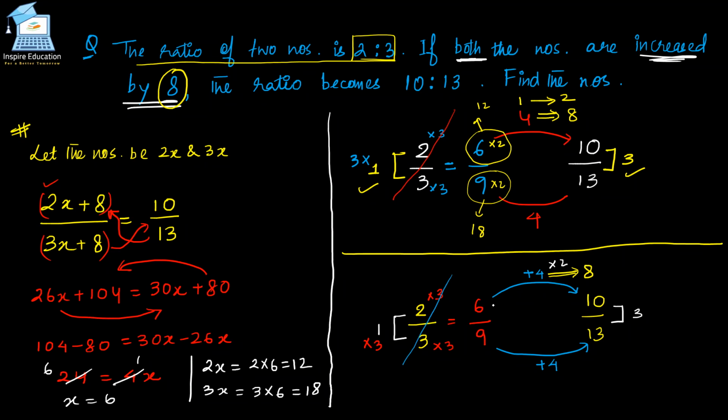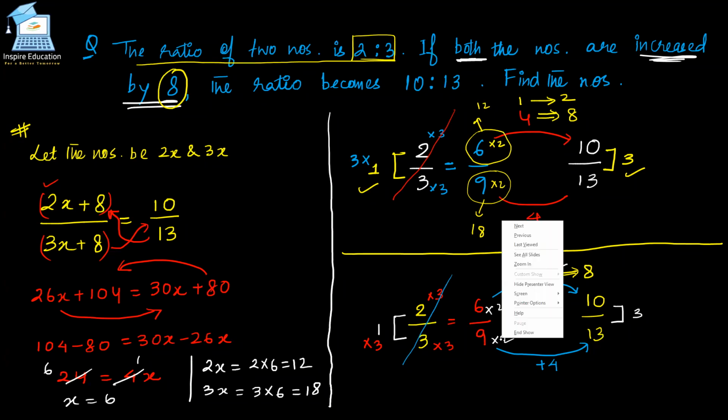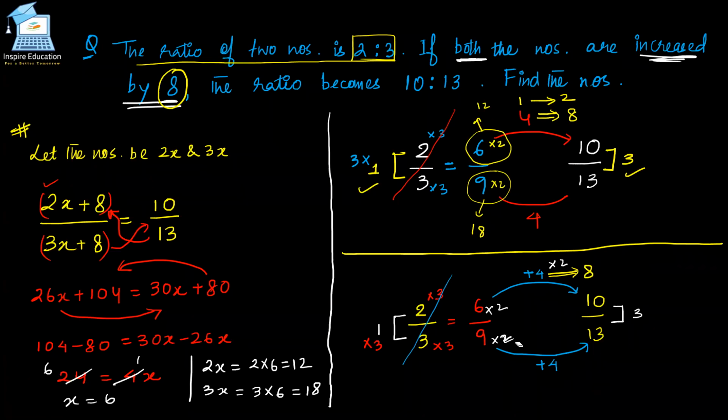So 6 is the fake value, multiplied by 2, you'll get the original value. 9 is the fake value, multiplied by 2, you'll get the original value. So 6 into 2 is 12. 9 into 2 is 18. Done.